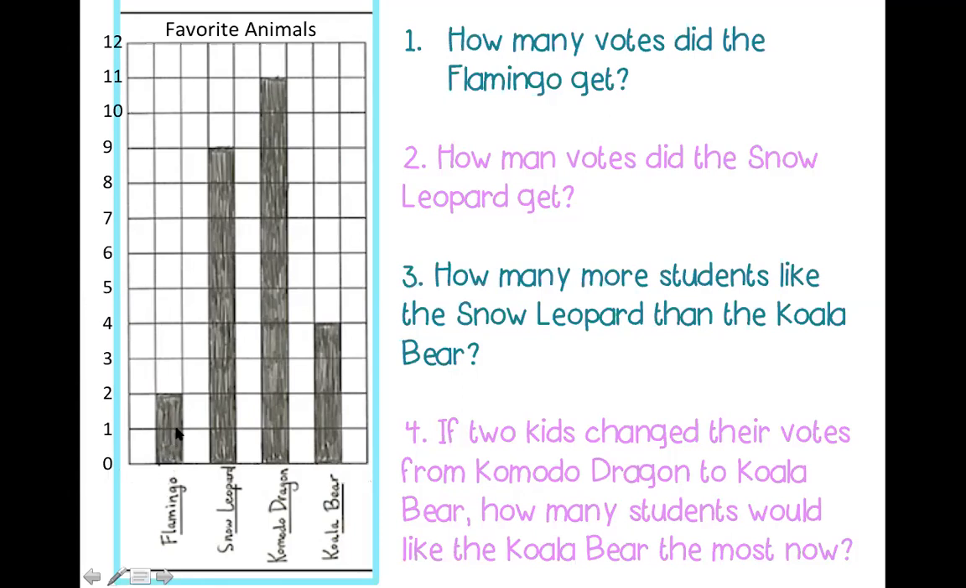We see he got at least 1 vote, and he actually got 2 votes. So how many votes did the flamingo get? 2 votes. Let's try again. Oops, I spelled the word many wrong here.